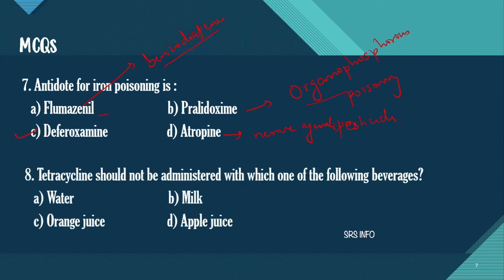Next, tetracycline should not be administered with which one of the following beverages? Tetracycline is an antibiotic which is used to treat infections caused by gram-positive and gram-negative bacteria. This is a very important class of antibiotics, and this works by blocking the ability of the bacteria to make proteins. This is the mechanism of action of tetracycline.